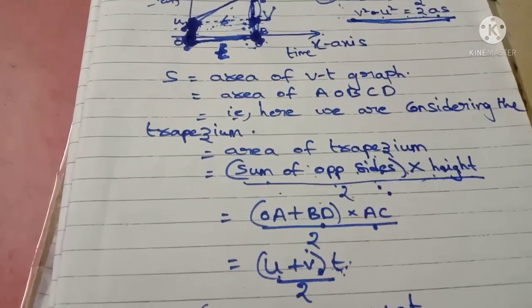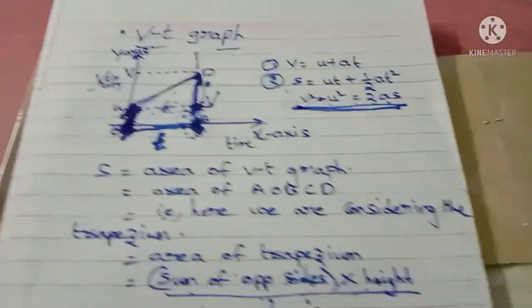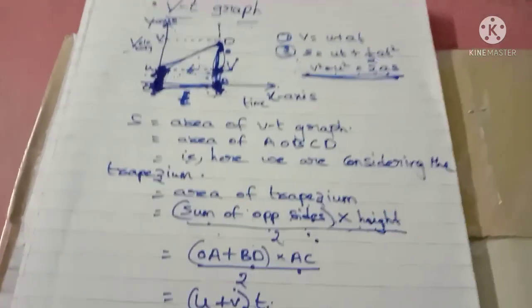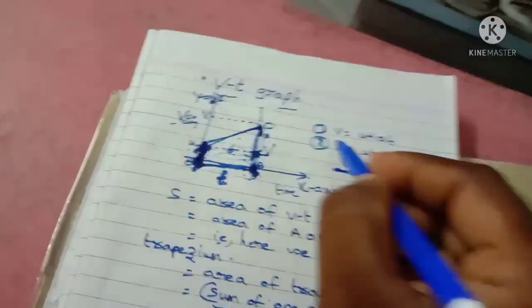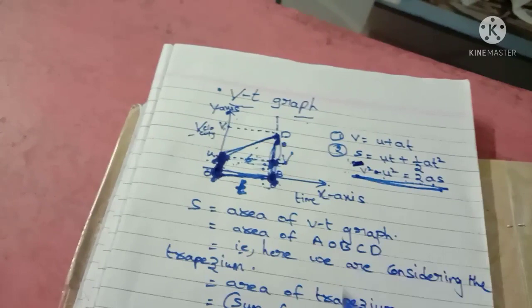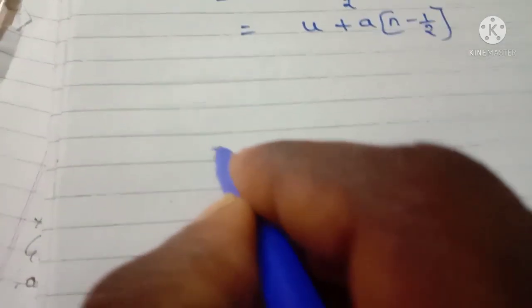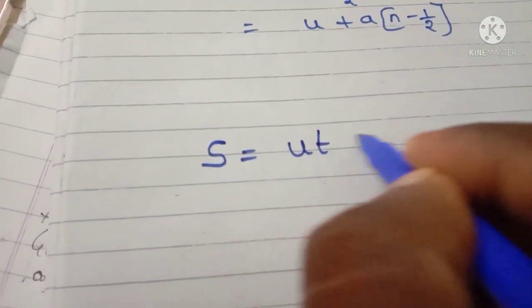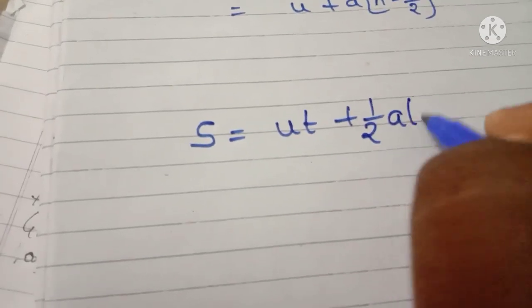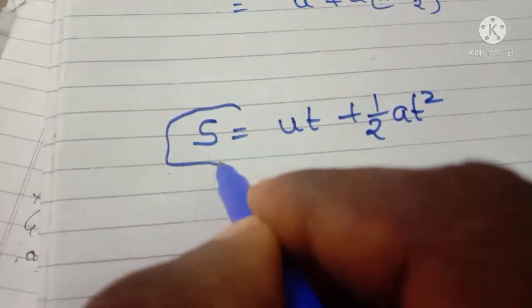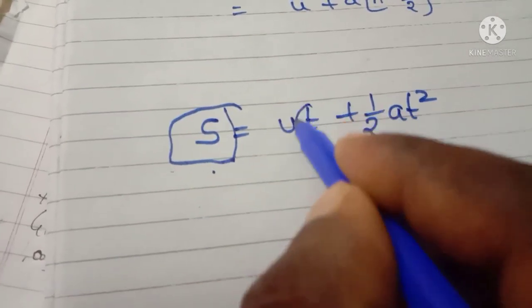Okay now, we will see one more formula, my dear children, that is distance. See here, I am showing you: S equals ut plus half at square. This is our second equation. What is this? Distance or displacement. So this distance is derived for t seconds.